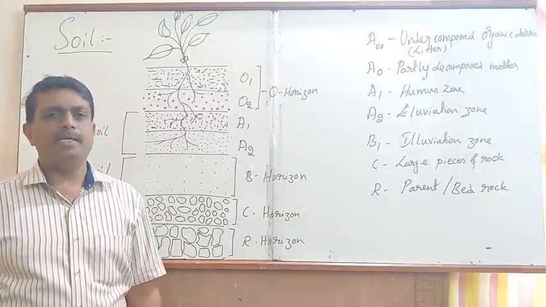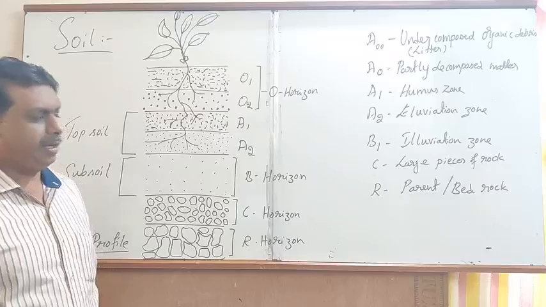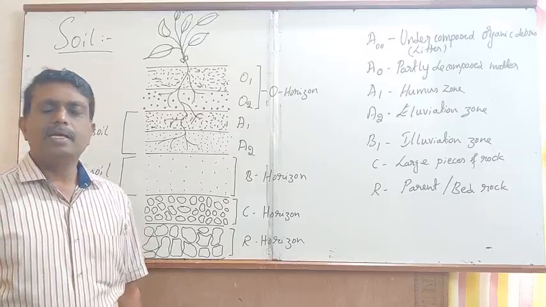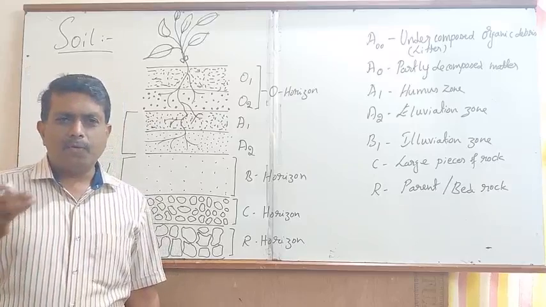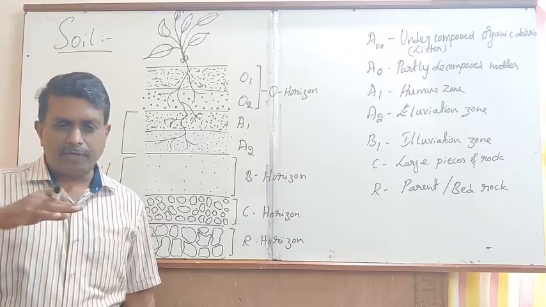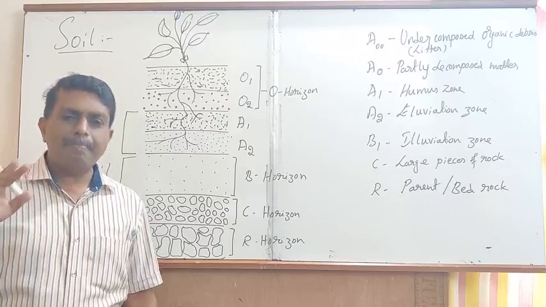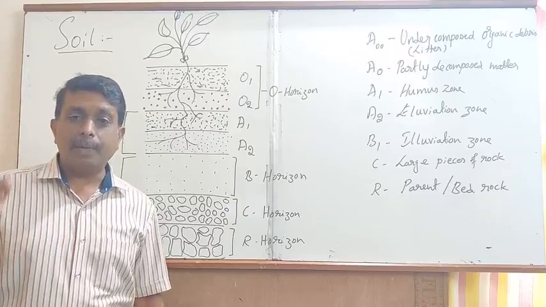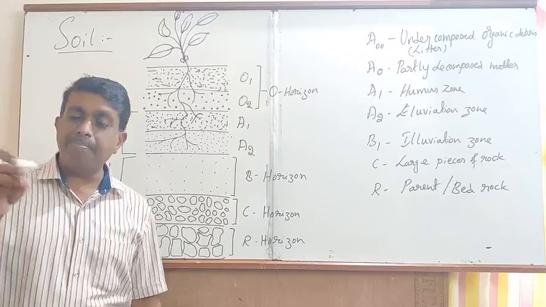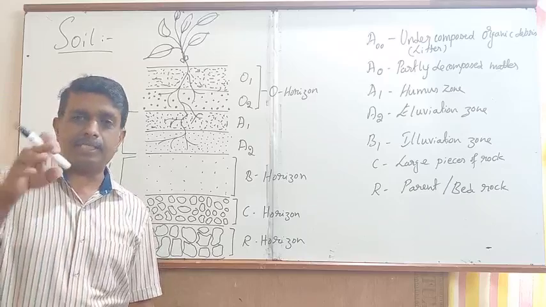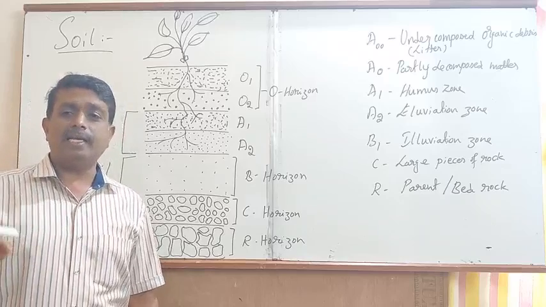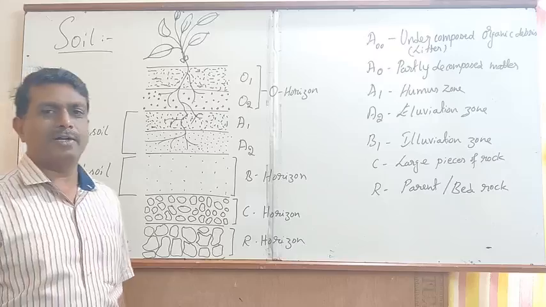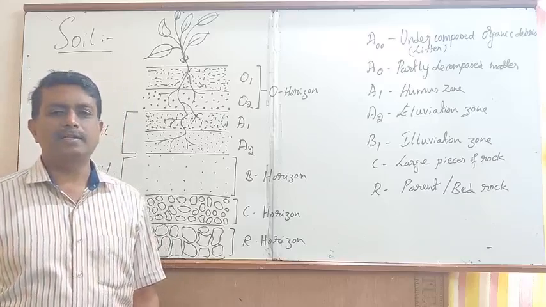Today's topic is the most important abiotic factor, the soil. Soil is one of the inorganic derivatives found on the upper surface of the earth. The earth's upper crust, having a mixture of organic and mineral derivatives, will form soil.